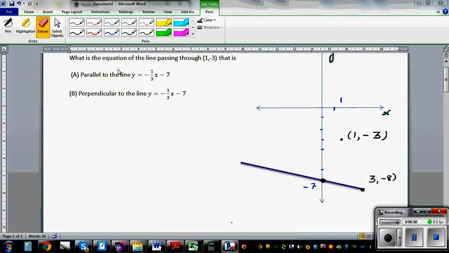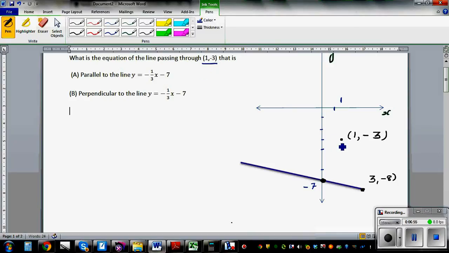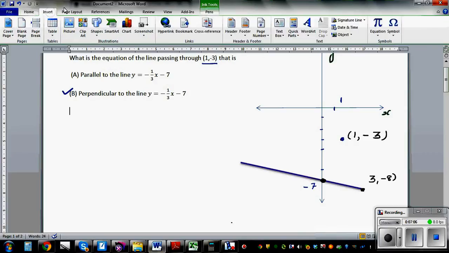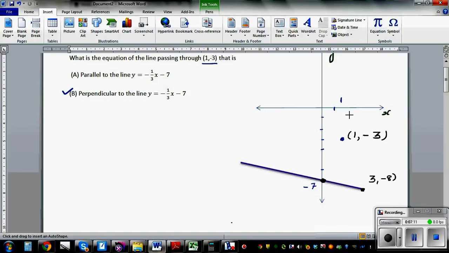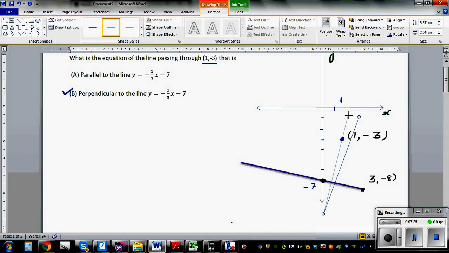Now the next part is you have to find the equation of a line passing through the same point. This is 1 comma negative 3, and perpendicular to this line. So perpendicular means a line which is forming a right angle with this line. So let me show that so that you understand what it means. If you draw a line which is passing through this point and perpendicular, it may look somewhat like this. Okay, this is what it means.